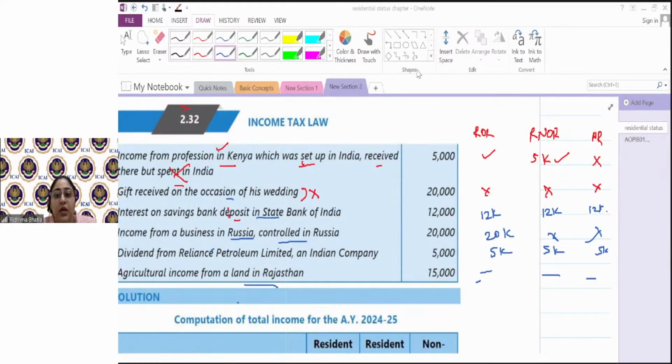Thank you so much, Rachna. Okay, Kenya वाला एक point रह गया. We'll do it again. Kenya, see, एक second.